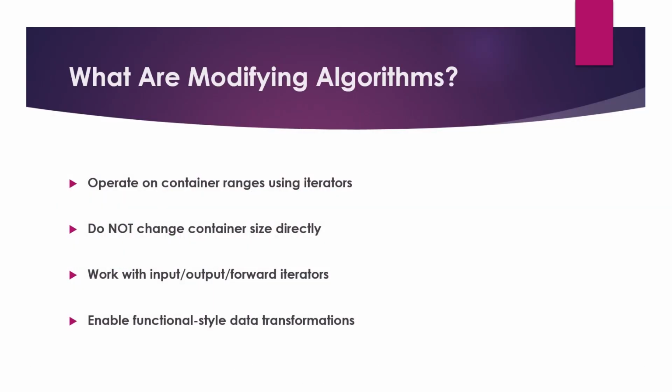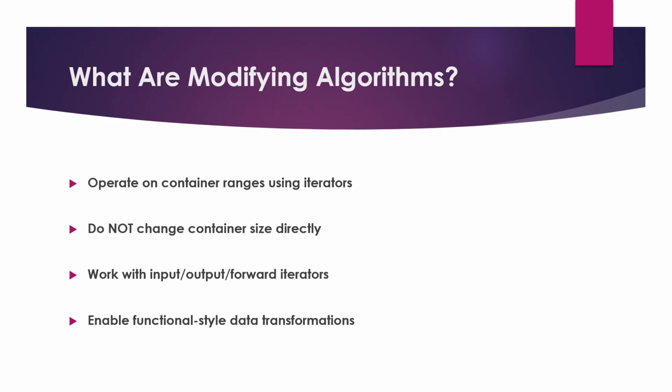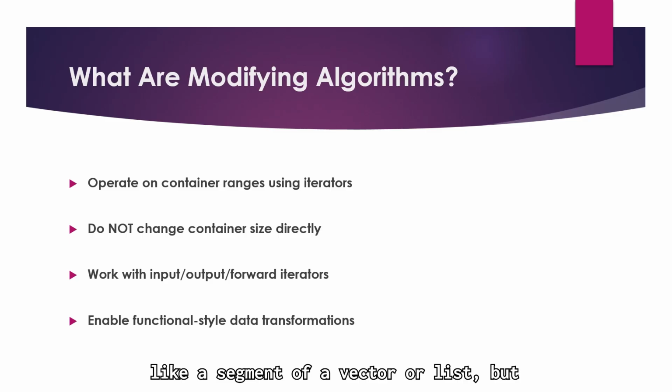Let's start by understanding what modifying algorithms are. In the STL, these algorithms operate not on containers directly, but on iterator ranges. That distinction is critical. They modify the elements within a range, like a segment of a vector or list, but they don't add or remove elements on their own. That means they won't change the container size, which is especially important to remember when you are using algorithms like remove. They work with various iterator types such as input, output, and forward iterators depending on the specific algorithm. In essence, modifying algorithms enable a functional, declarative approach to working with your data. You describe what you want to do, and STL takes care of the rest.